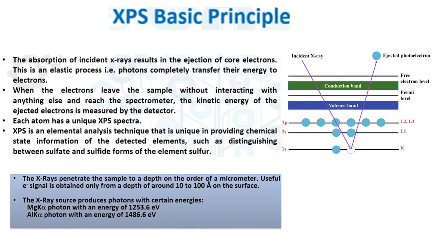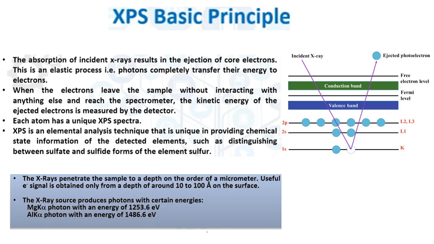So what is the basic principle here? The absorption of incident X-ray results in the ejection of the core electron. Now for every electron that is bonded with the nucleus, there is a binding energy, and there is also another parameter called the work function.